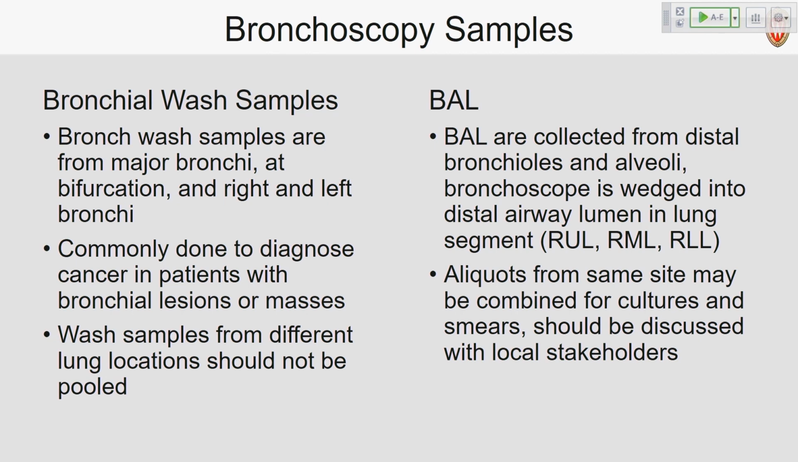BALs are collected from the distal bronchioles and alveoli. So you're really getting far down into the lung, and "wedged" is probably a good term, because they're getting pretty deep into the lung to sample the right upper lobe, right middle lobe, left upper lobe, and so on. And in this practice, aliquots from the same site may be combined for cultures and smears.